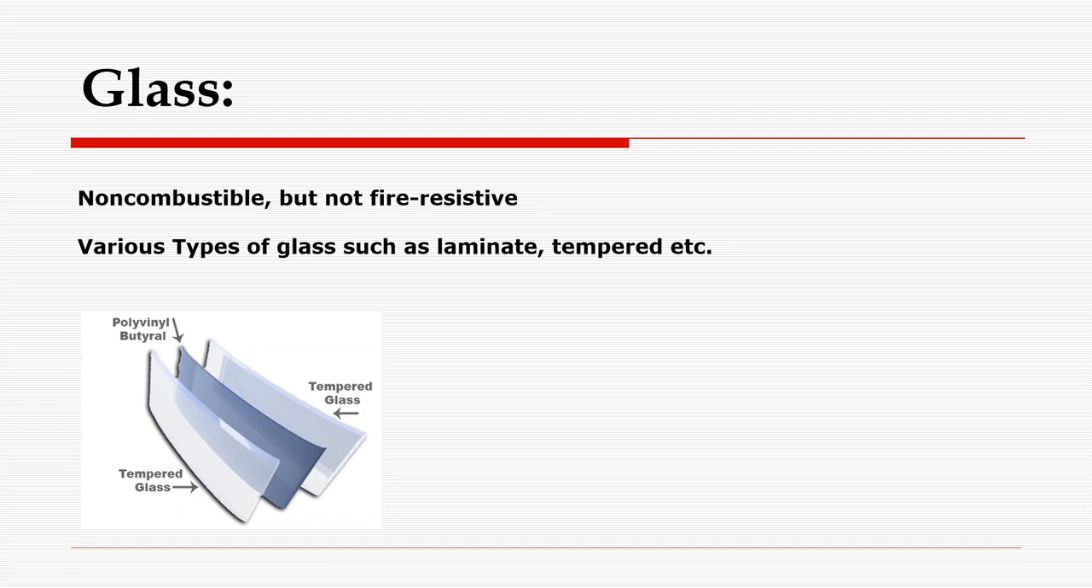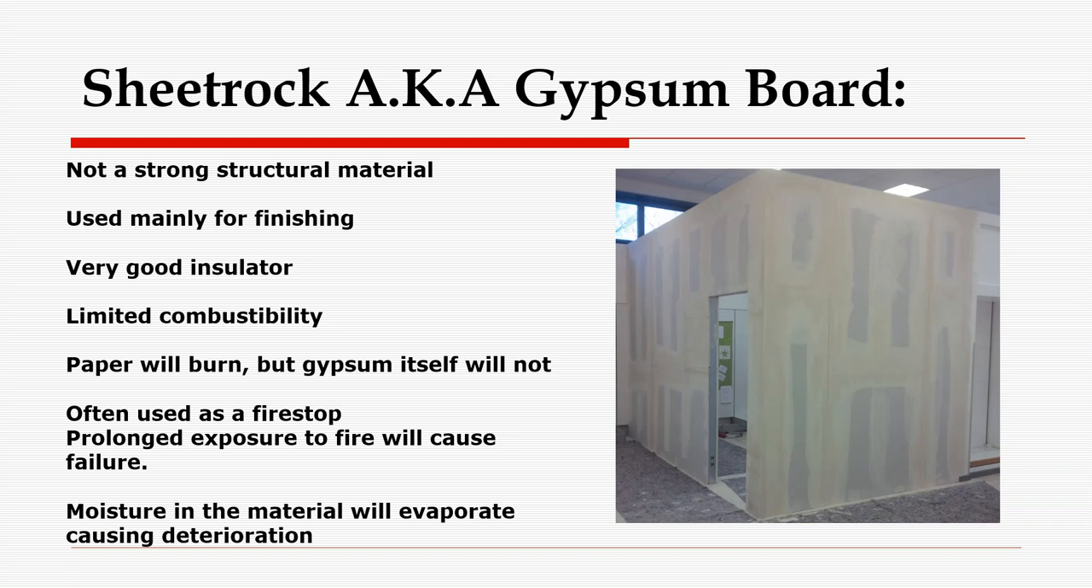And this glass does add structure to your vehicle. So a lot of these newer vehicles and older vehicles, this glass is part of the structural cage of your vehicle. But I'm not going to cover much more on glass other than what I just did here. Sheetrock, also known as gypsum board.